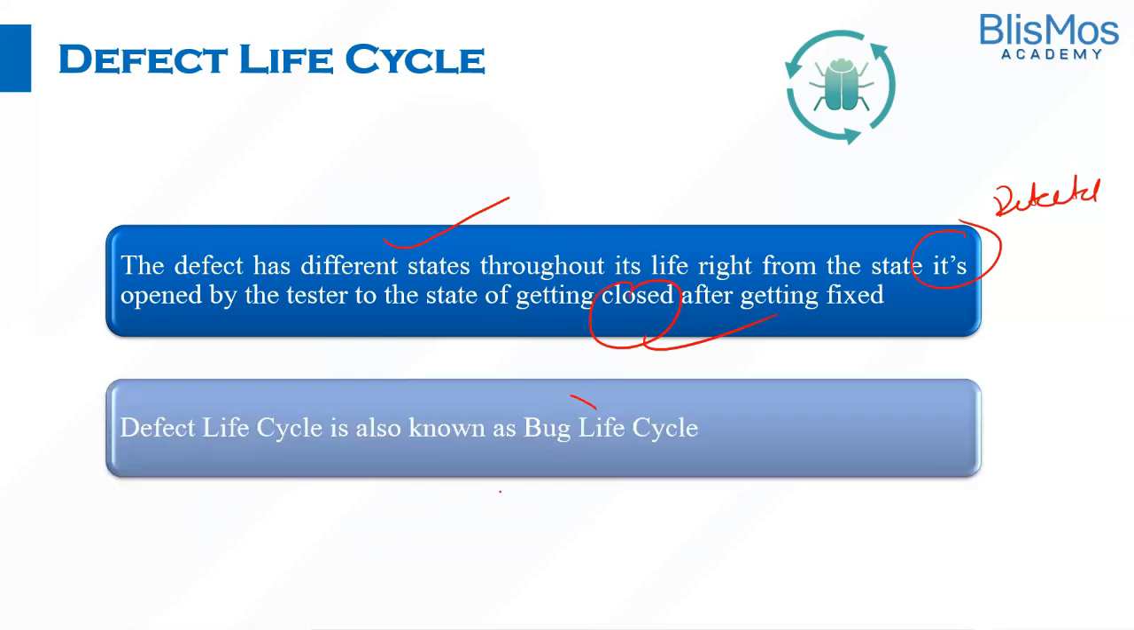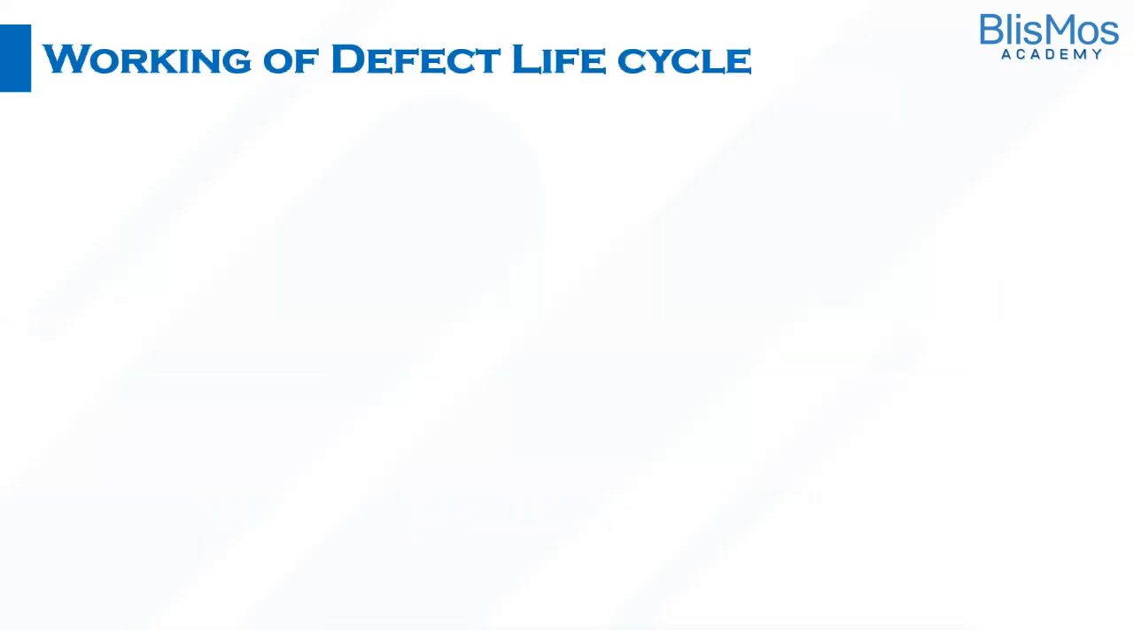We also call defect life cycle a bug life cycle because a defect is called a bug. So if somebody asks you what is bug life cycle, don't get confused. It is a defect life cycle. So how exactly does it happen?